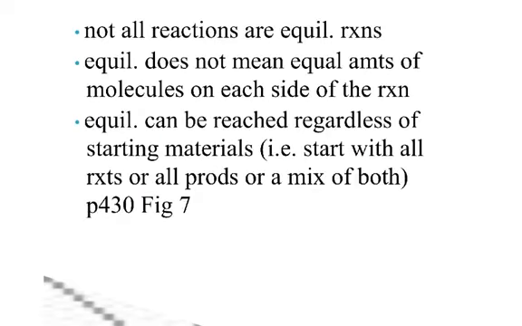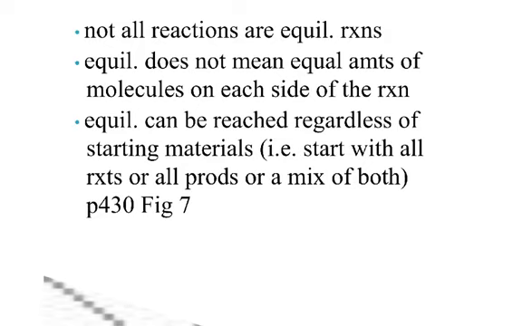So some things to remember about equilibrium. First of all, not all reactions are equilibrium reactions. So we've only seen reactions with one-way arrows at this point, but with dynamic equilibrium, this is a two-way arrow. So reactants become products and products become reactants. Equilibrium does not mean equal amounts of molecules on each side of reaction. So again, we saw this with our activity. Equilibrium doesn't mean 50 reactants and 50 products. It just means that the amount on each side stops changing. But that can be in any proportion, 80 and 20, 10 and 90, whatever it happens to be.